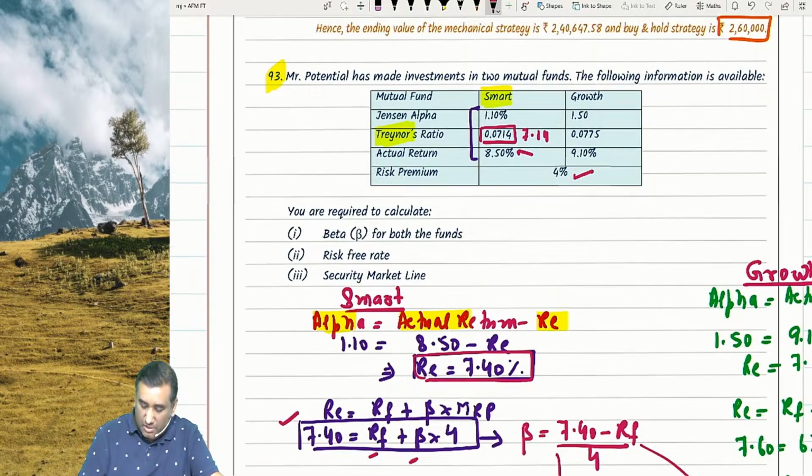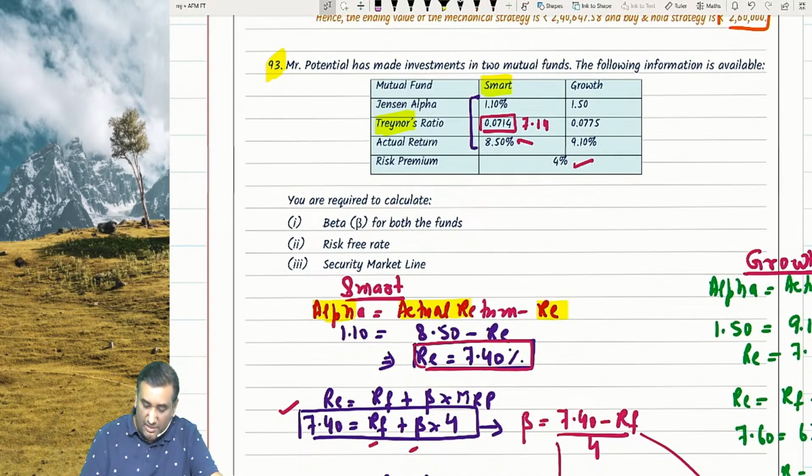Using this, now try to do some equation form from your side and calculate what best you can do. Using Jensen's alpha, I calculate RE number. Using that RE and RF plus beta into MRP, we arrive at some conclusive part here. RF and beta are unavailable to me now. Now I can use Treynor ratio in a certain way. Treynor ratio formula is return minus the RF divided by beta. The problem is I have two variables here, RF and beta.